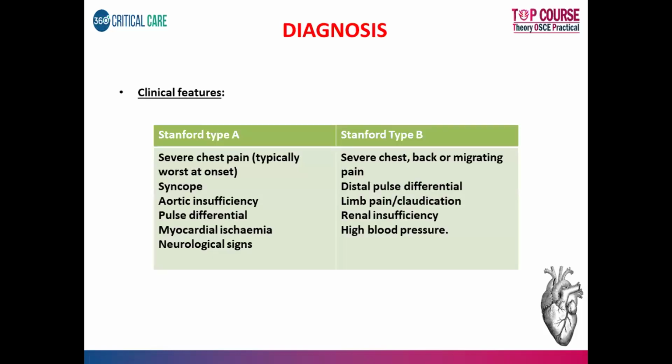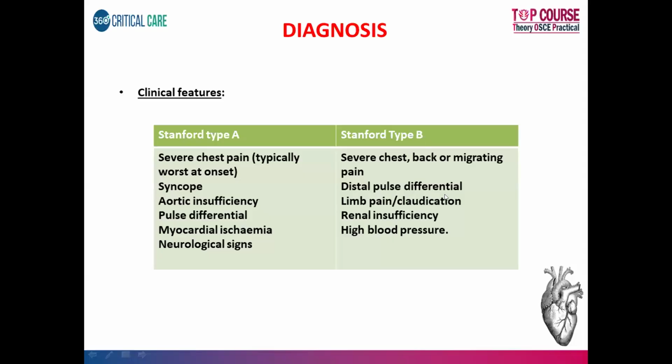Now coming to the clinical features. So clinical features basically depend on the site of the dissection, whether it is Stanford type A or type B. So type A means it basically involves the ascending and the arch of aorta. So 2 important organs are involved. One is the brain and the other one is the heart. So usually these patients will complain of severe chest pain, syncope, aortic insufficiency, myocardial ischemia, neurological signs, and in some cases even the pulse differential if it is involving the descending aorta also.